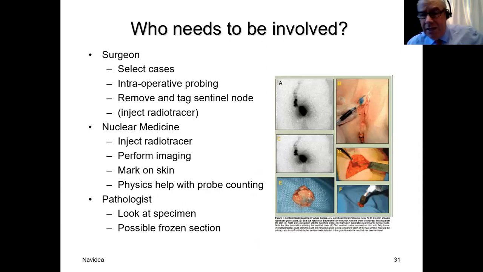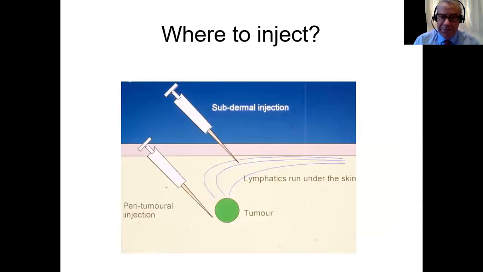So it's a multi-team work. The surgical team are involved in selecting the cases. They do the intraoperative probing. They may remove and tag any nodes they want, and they may be involved in injecting the radiotracer. Nuclear medicine, we sometimes do the radiotracer injection. We perform imaging. We mark on the skin where we think that the central node is, and obviously we need physics to help us with our probe. And pathologists obviously look at the specimen and decide whether or not there is or is not tumor.